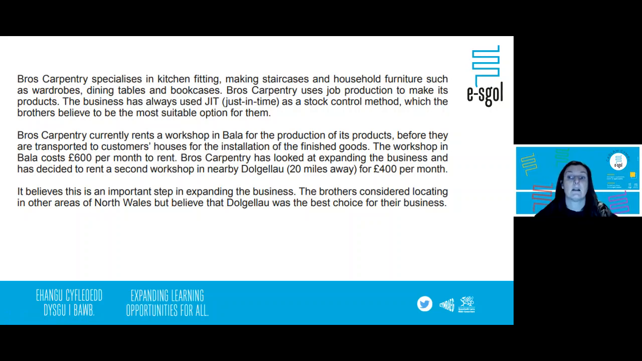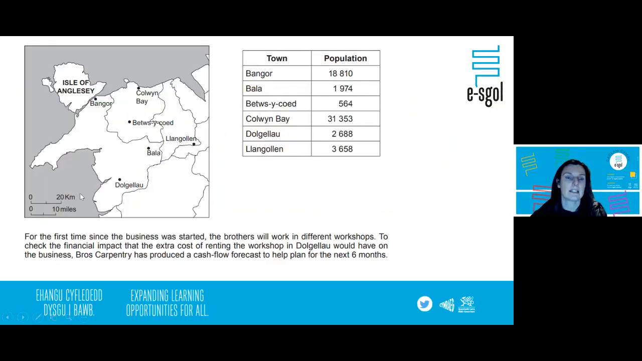The brothers considered locating in other areas of North Wales, but believe that Dolgellau was the best choice for their business. Okay, so this is the map, so this shows you where Bala is and where Dolgellau is in comparison, and gives you an idea of the different populations around.